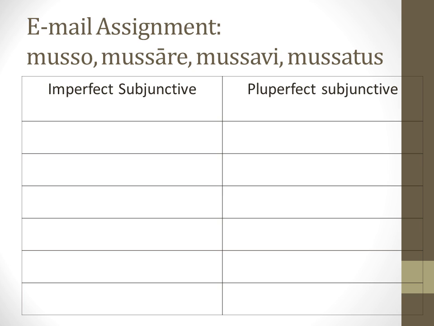So an assignment for guys in my class. What I want you to do is email me. You don't have to write this out. Let's be green. Let's decrease our carbon footprint. Email me the imperfect and pluperfect subjunctives, so all 6 forms for each. That's 12 total. For this verb, musso, mussare, mussavi, mussatus, which means mutter. So the 6 forms of the imperfect subjunctive, the 6 of the pluperfect. Please email this to me before class tomorrow.